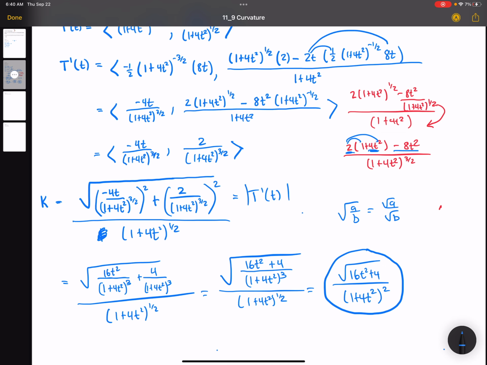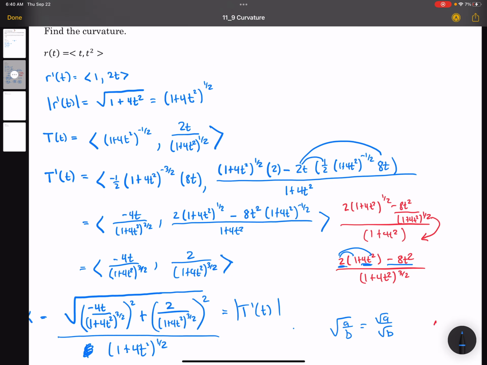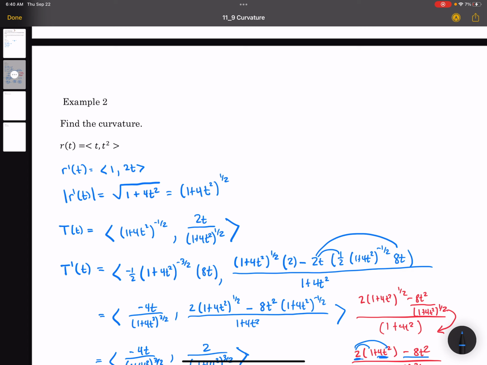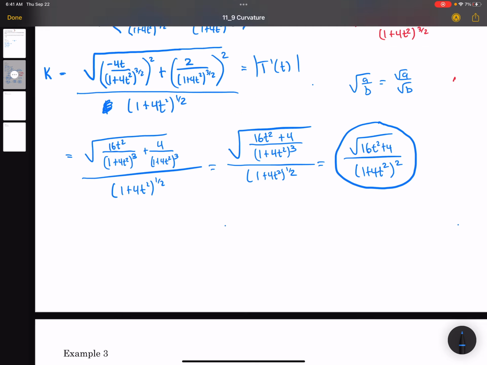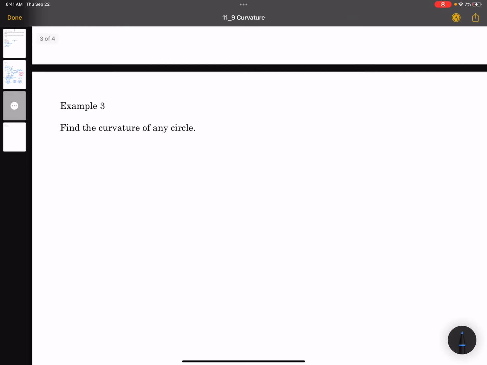So you can see it's a very complicated formula for an extremely simple vector. That's just t and t squared. So again, in our second video, we'll talk about an alternate version of this for when the problems get very complicated. Algebraically, this worked out pretty nicely because we could condense a lot of stuff, but it could get messy in a hurry. Example 3, you have to find the curvature of any circle.